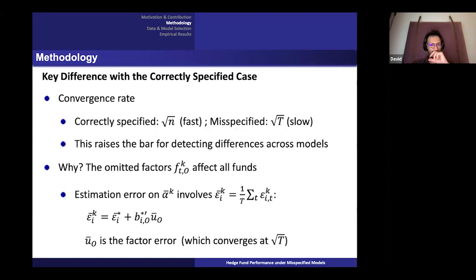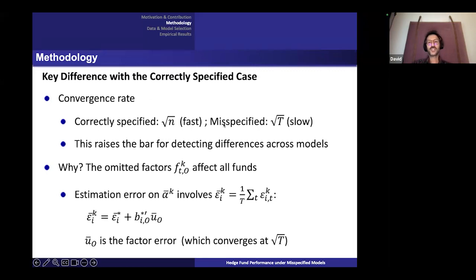So now let me come back to this square root of N versus square root of T. When the model is correctly specified, Barras and co-authors have shown that the speed of convergence is with respect to square root of N, where N is the number of funds. And typically, you have a large number of funds in the mutual fund industry or in the hedge fund industry. So you have fast convergence when everything goes well.